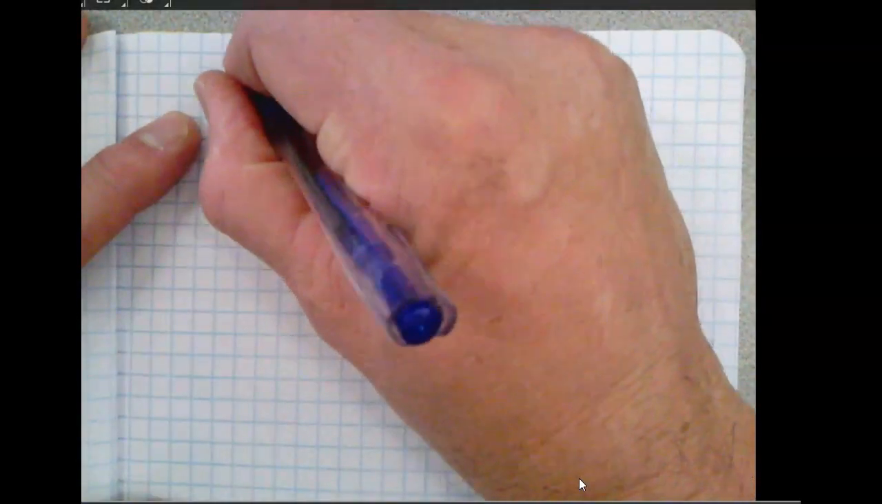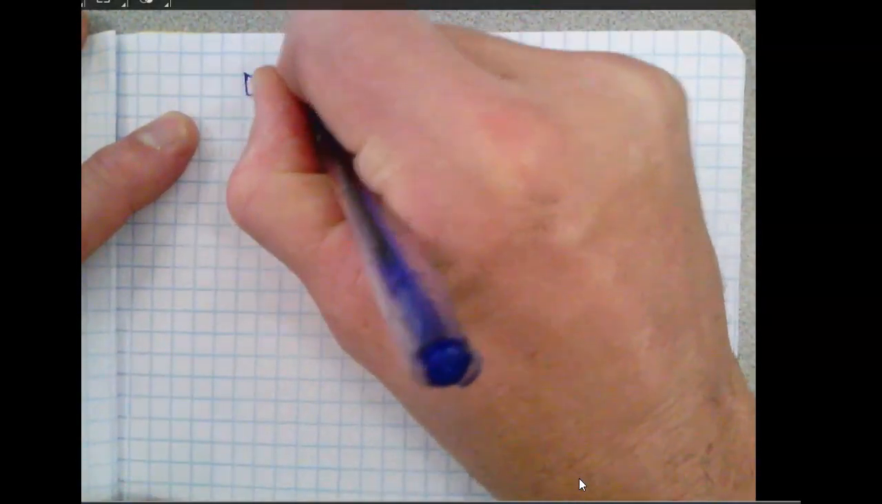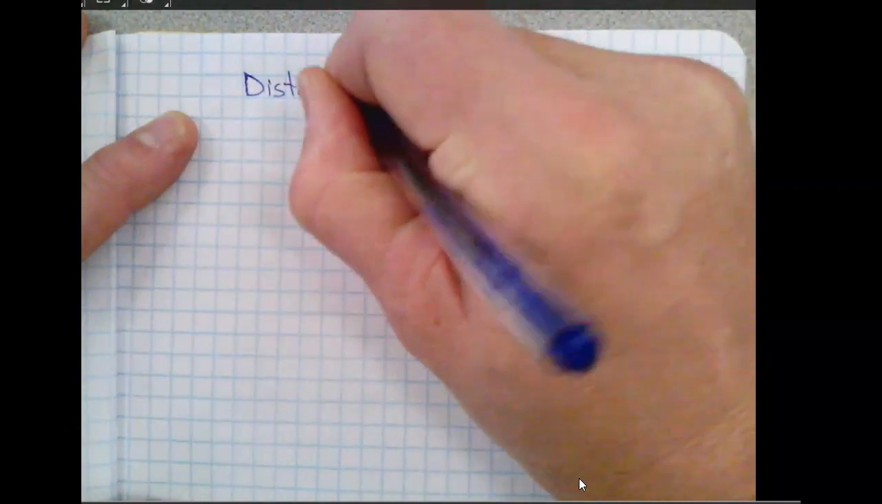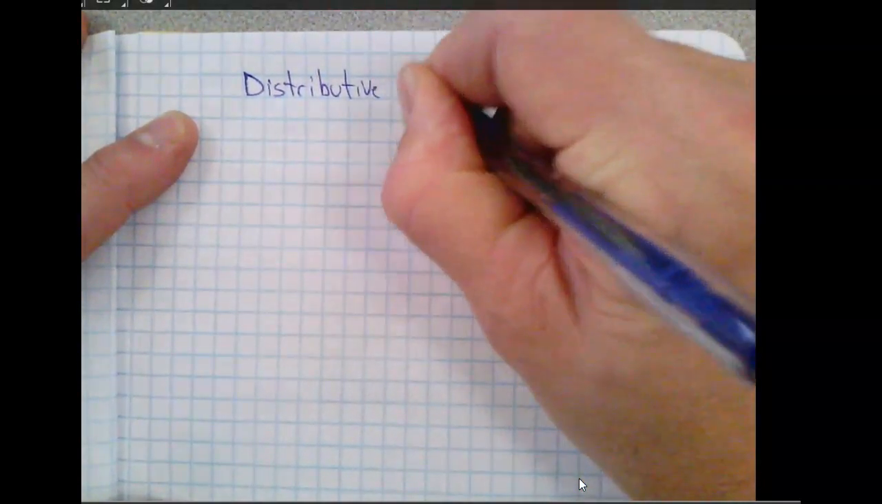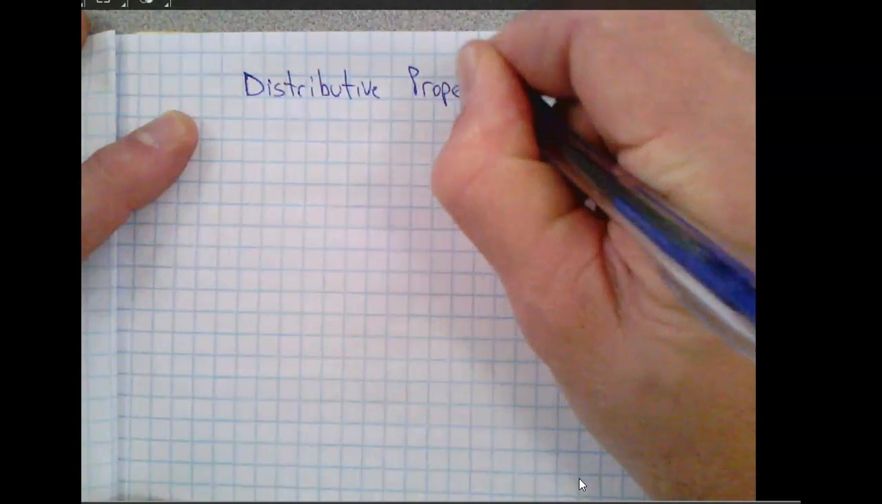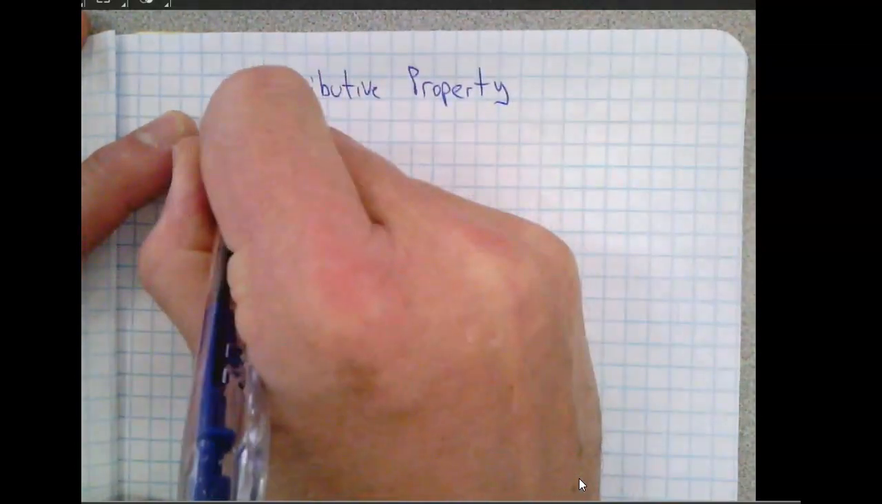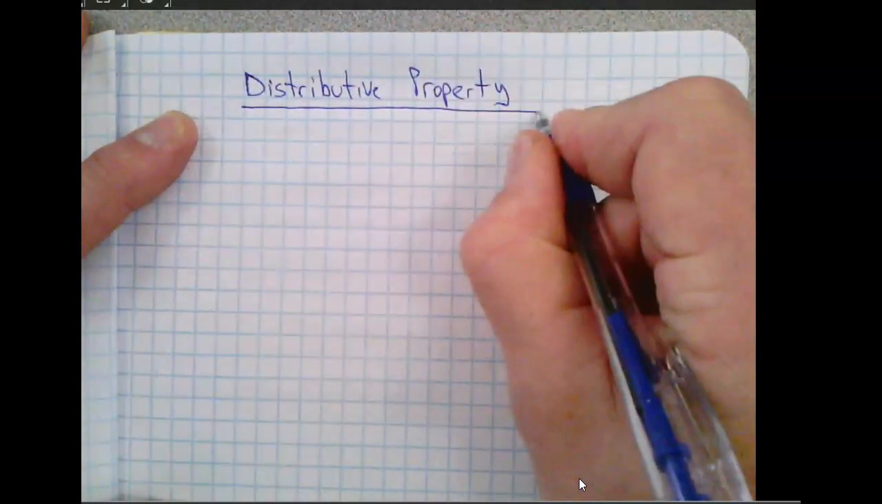Listen, today's lesson is going to be on distributive property. Let's go ahead and write what that looks like. Distributive property. Underline it, and we should be in our math notebooks.